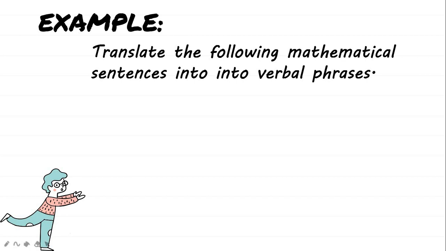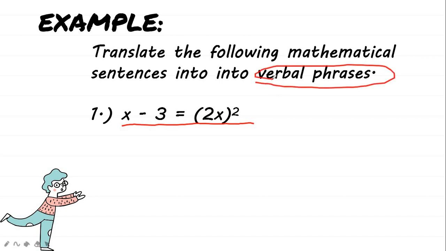Let's do the opposite of the first 6 examples. Translate the following mathematical sentences into verbal phrases. This time, the mathematical statement is given and we are going to translate it into verbal phrases. For number 1, x minus 3 equals (2x) raised to 2. We can translate this mathematical sentence as 3 less than a number x is equal to the square of twice the same number. Again, 3 less than a number x is equal to the square of twice the same number.